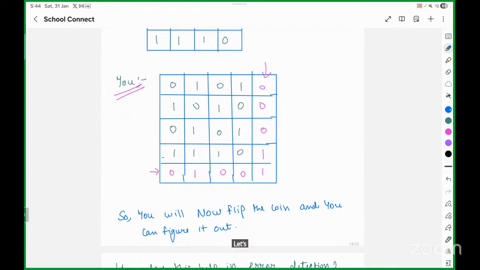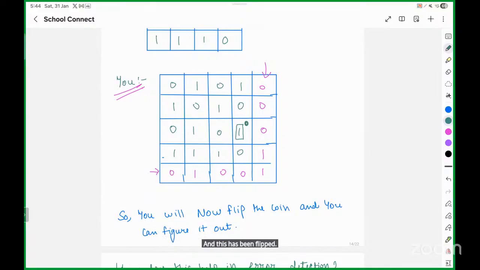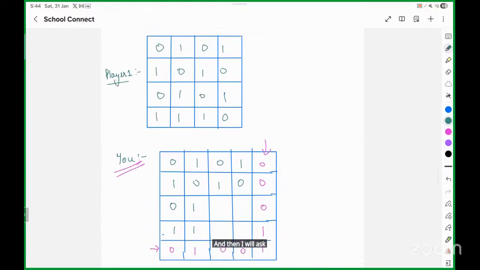Let's say I am going to flip this coin. Can you find a strategy, a way to communicate that this has been flipped? Okay, let me erase some of them and randomly put values here, and then I will ask you which was flipped.